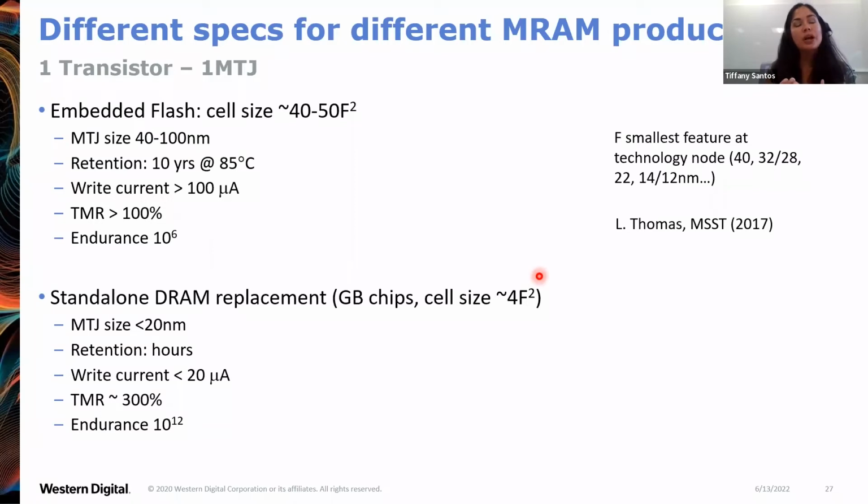However, if you want a higher performance product, for example, a standalone chip that could function as a DRAM replacement, then you're going to need magnetic tunnel junction sizes that are 20 nanometers or less. Write current very small, less than 20 microamps, TMR approaching 300%, and endurance 10 to the 12 cycles.